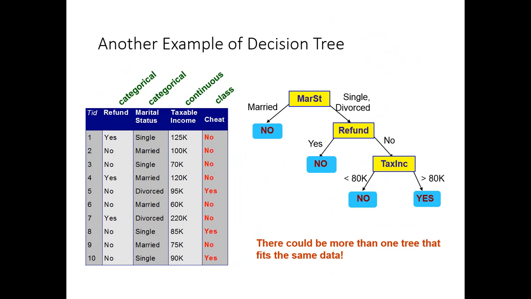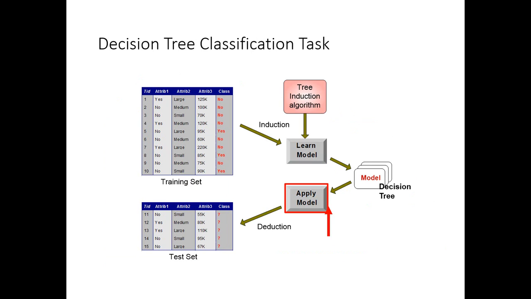Another example: there could be more than one tree that fits the same data. It need not be just one, so the tree could be totally different. And this is one such case which is slightly different from the one that we had seen. All right, so as we have seen, it's a very simple way of doing it. We have a training data set that will be used to train an algorithm. The algorithm here is decision tree. Find a model, then apply that model to test data or new data to find out the class.